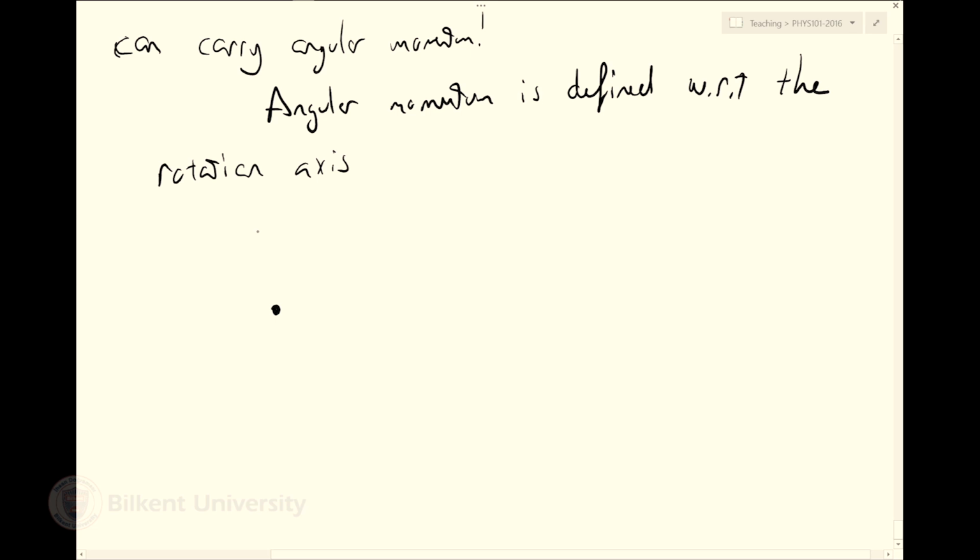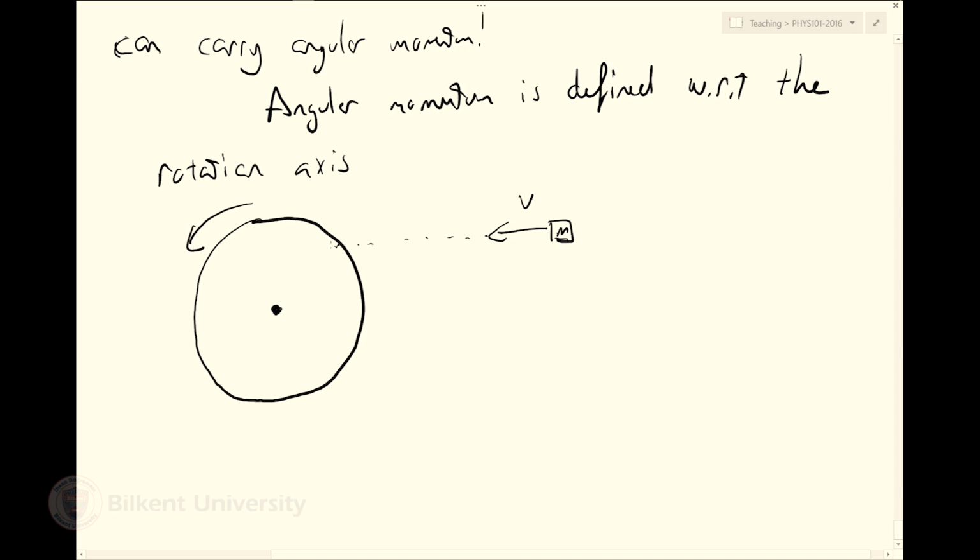So again, maybe the same example, let's make it actually simpler. Now I know that if I have a mass m that's coming with velocity v, if this object hits that freely rotating disk, what will it cause? It's going to cause rotation in the counterclockwise sense.